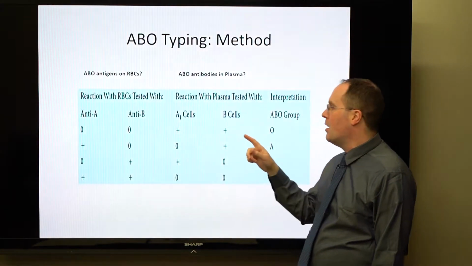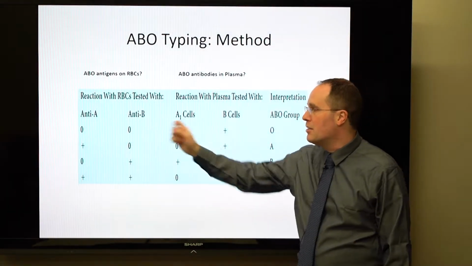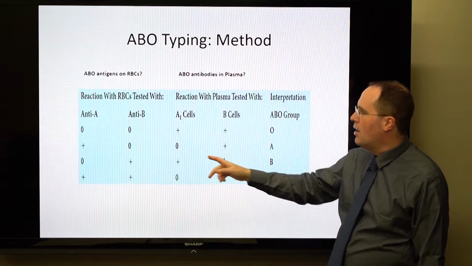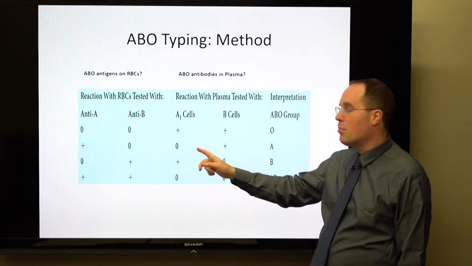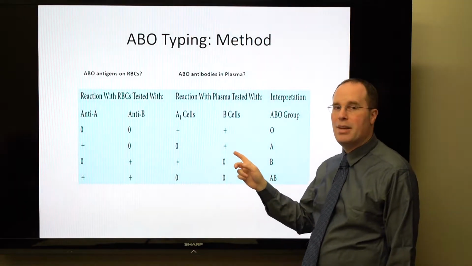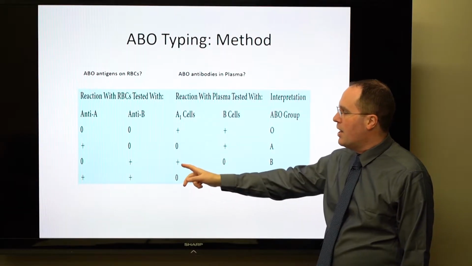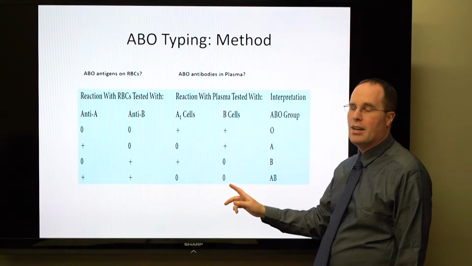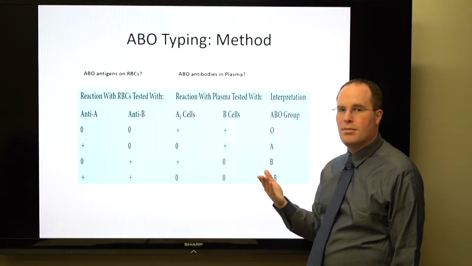So that first combo is no A or B antigens, and the patient does have anti-A and anti-B, that's type O. If the patient does not have any anti-A in their plasma, but does have anti-B, then that's consistent with type A. If they have anti-A but not anti-B, that's consistent with type B. And if they have neither anti-A nor anti-B, then that is consistent with type AB.